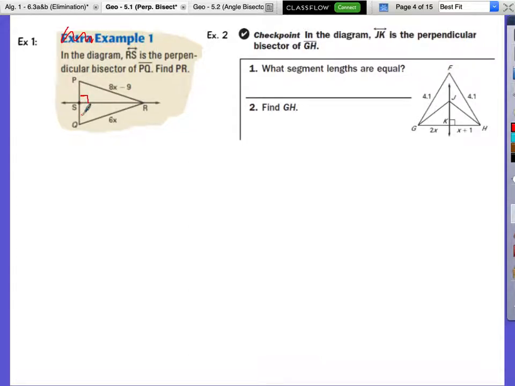What would they be if it's bisected? They'd be congruent, right? They'd be the same length. So wait, but we need to find PR. How does this help us find PR? Sophia, what are you thinking?